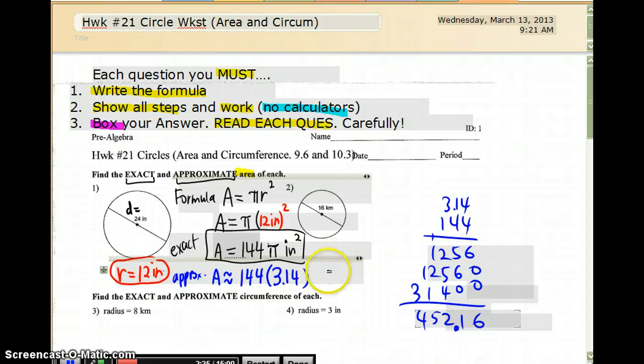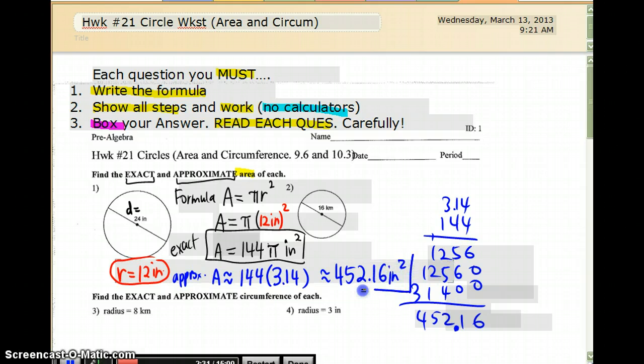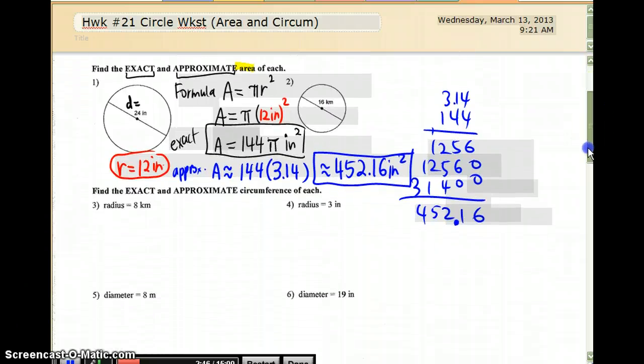So my approximate answer is going to be 452.16 inches squared, and then I'm going to box that. So you'll be able to see that one of them has a straight equal sign, exact, and the approximate has a squiggly equal sign. So I know that there's 2 answers. You can try number 2 on your own.